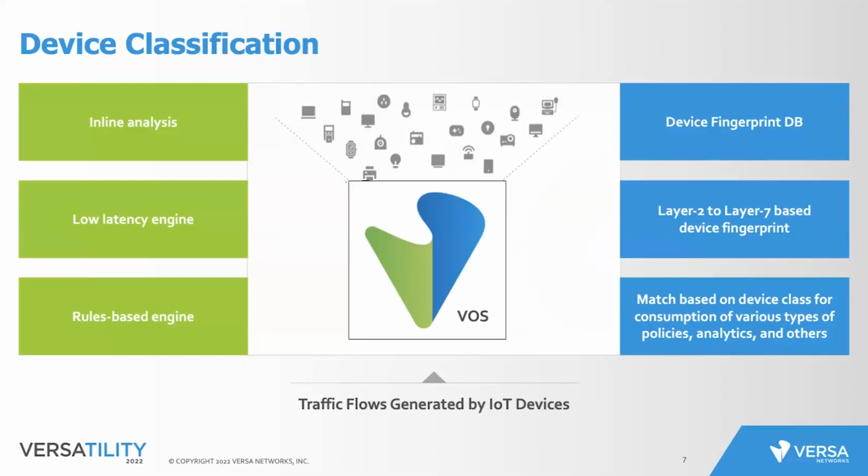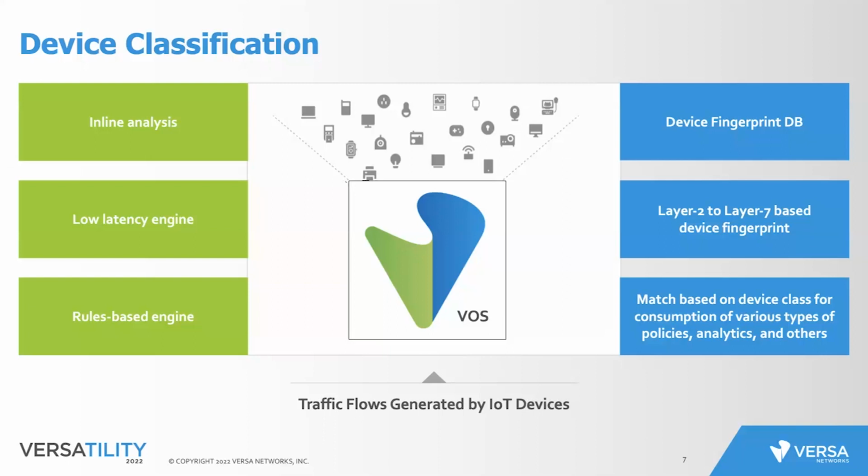Based on those attributes, VOS computes what is called a device fingerprint. This device fingerprint is then looked up in a local device fingerprint database and optionally in the Versa cloud service for a matching device. Typically, the devices are classified within the first few packets or sessions that are sent by the IoT devices.